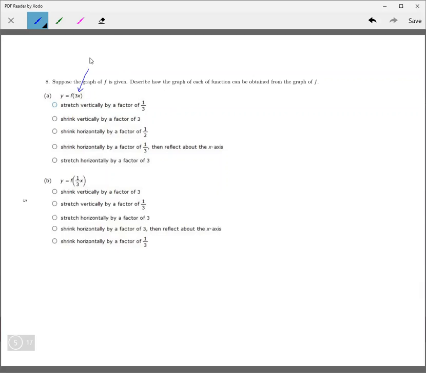Now this is inside, so that means it's horizontal, and it means the opposite. So multiplying by 3 is going to shrink it horizontally by 1/3. So multiplying by 3 shrinks it horizontally by 1/3. So that's going to be this one right here.